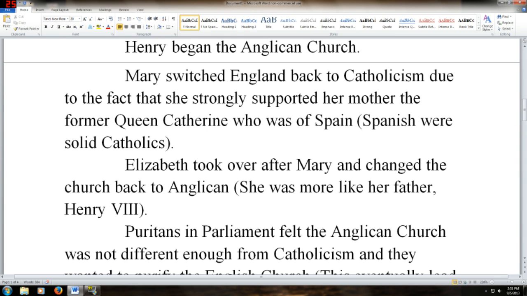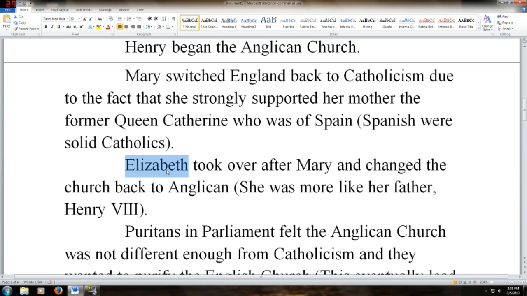Mary is queen for a little while, and she switches the Church of England back to Catholicism, and in doing that, she kills off a lot of the Anglican leaders in England. So they usually refer to Mary by a different name in England, because a lot of people were killed. They call her Bloody Mary. Elizabeth was the sister of Mary, but she was the daughter of Anne instead of the daughter of Catherine. And Henry VIII, even though he had several wives that he had children with, didn't have any male heirs that survived. His male heirs died either at childbirth or when they were very young.